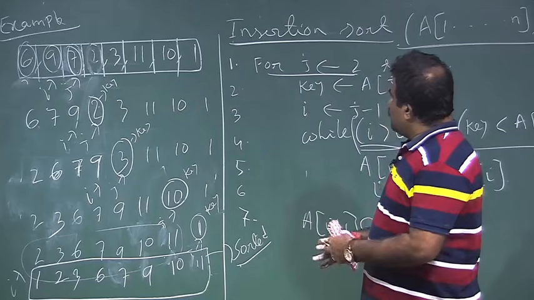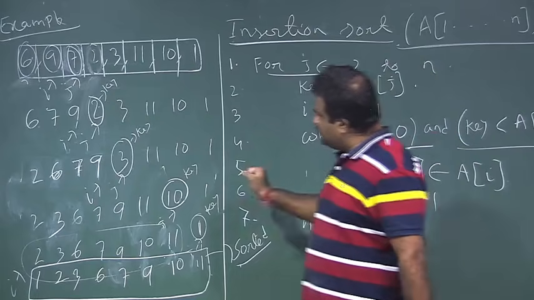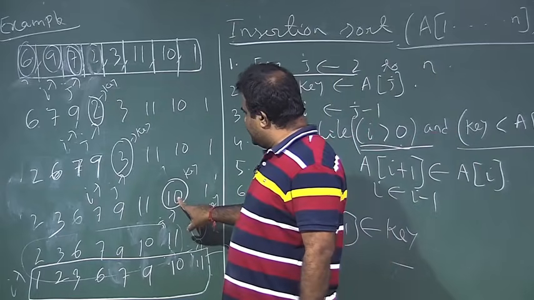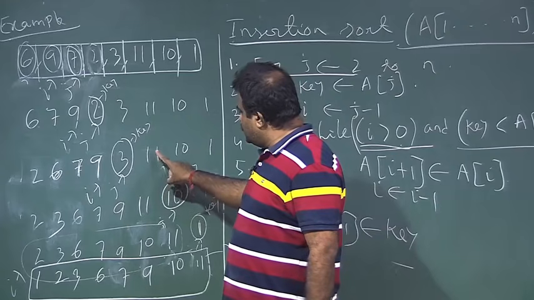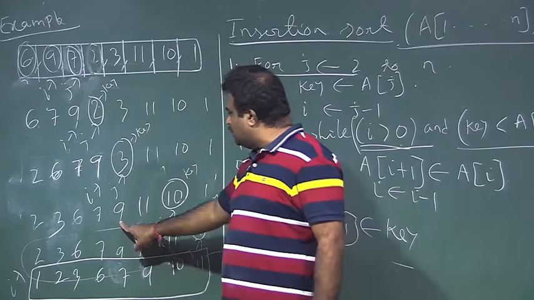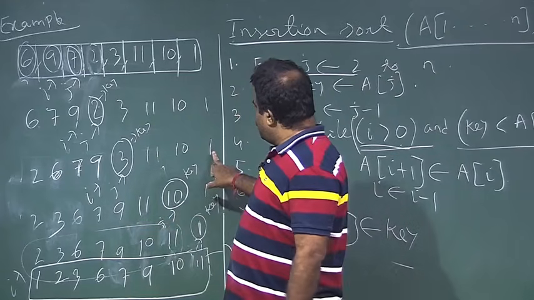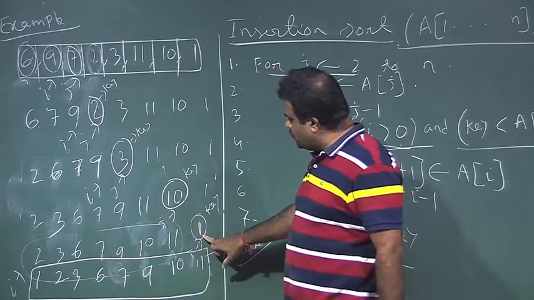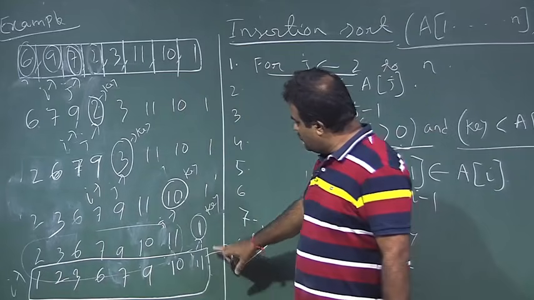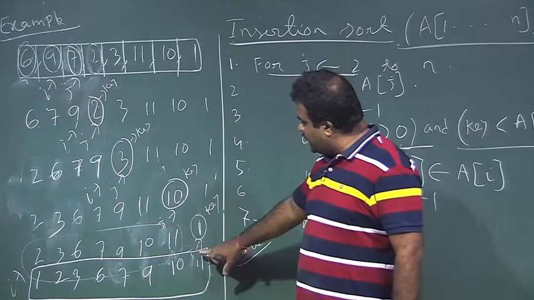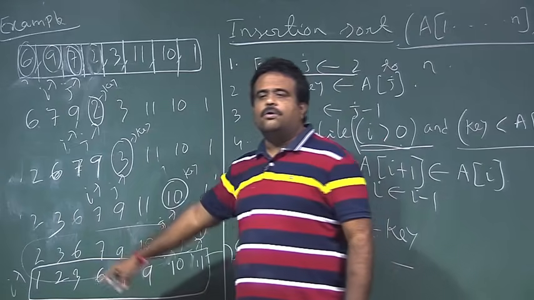Okay. So, if we talk about run time, if you see here for this 10, we are just moving one position. For this 11, we are not doing anything, just one comparison. But for this 1, if you see, 1 has to come a long way to the beginning. Okay. So, 1 has to compare with everybody. So, 1 has to come a long way to the beginning.